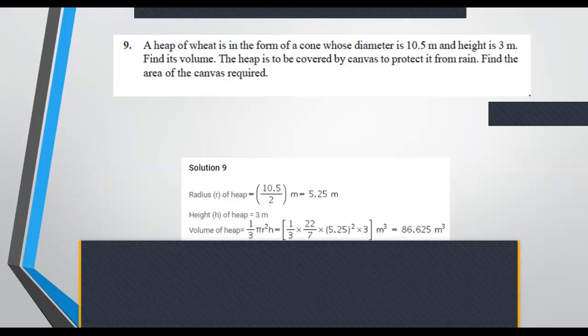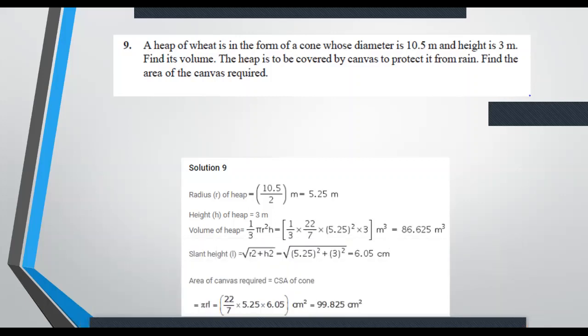Give me the answer. What is the curved surface area of the canvas? What is the formula? 99.825. It is 99.825. Check your calculation.